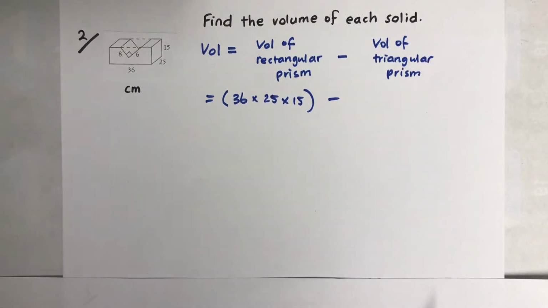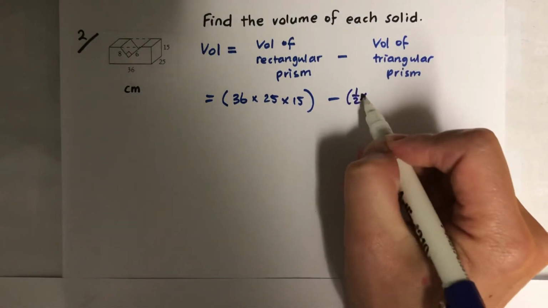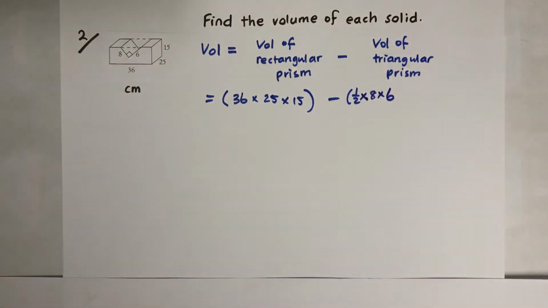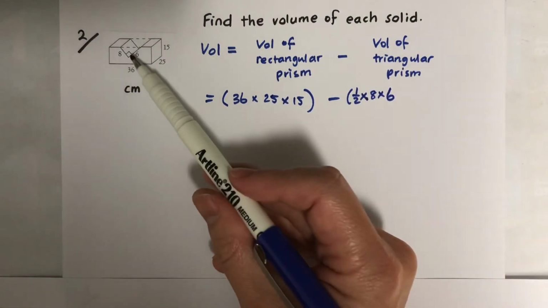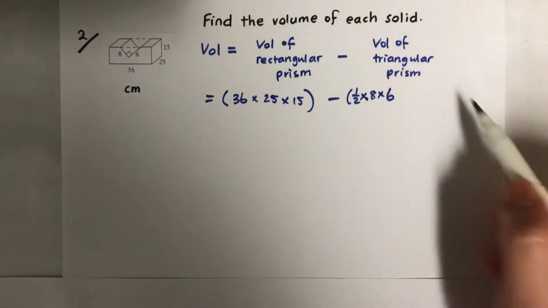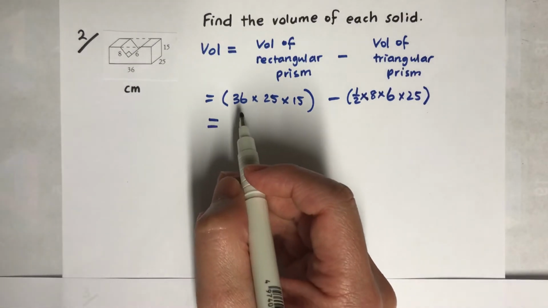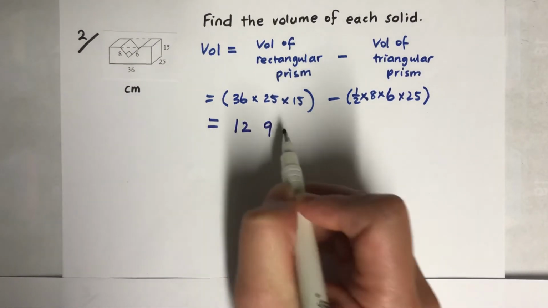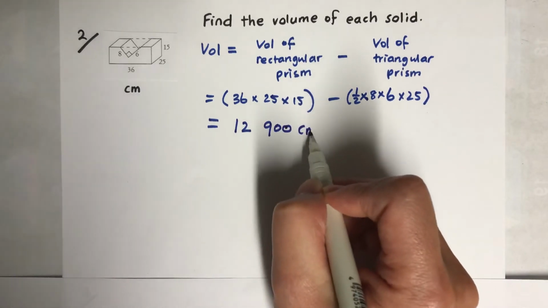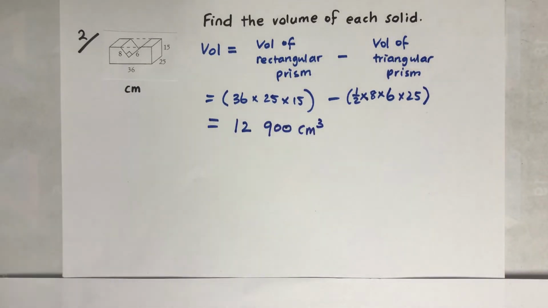about here. What's the base shape here? It's a triangle. And luckily for us, it's a right angle triangle, so you don't have to think about which one's the base, which one's the height. Just 8 and 6 and halve it. Half times 8 times 6. Okay? And then the height of the triangular prism is this 25 here, times 25. Okay? And then when you do that, you will get 12,900 cubic centimeters, because they're all measurements in centimeters. Okay, so that's done.